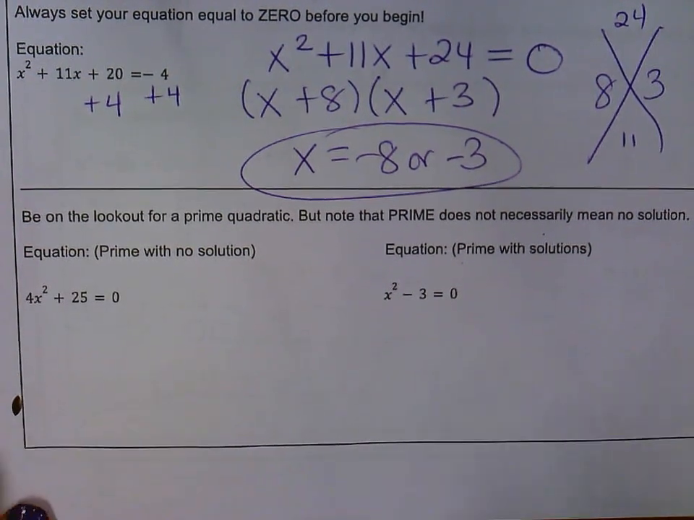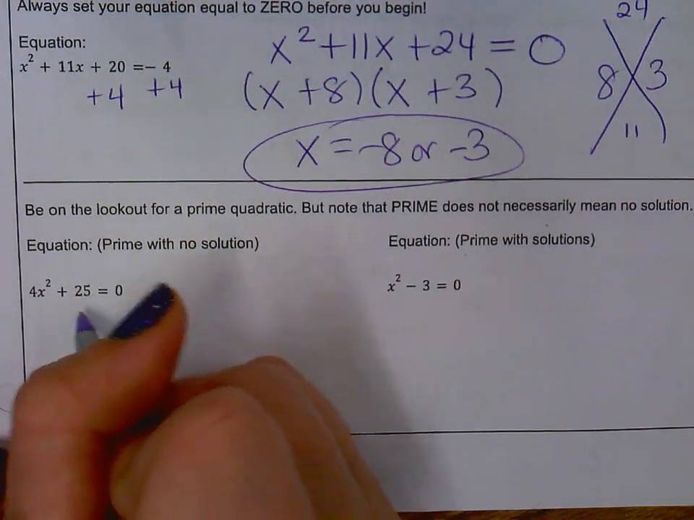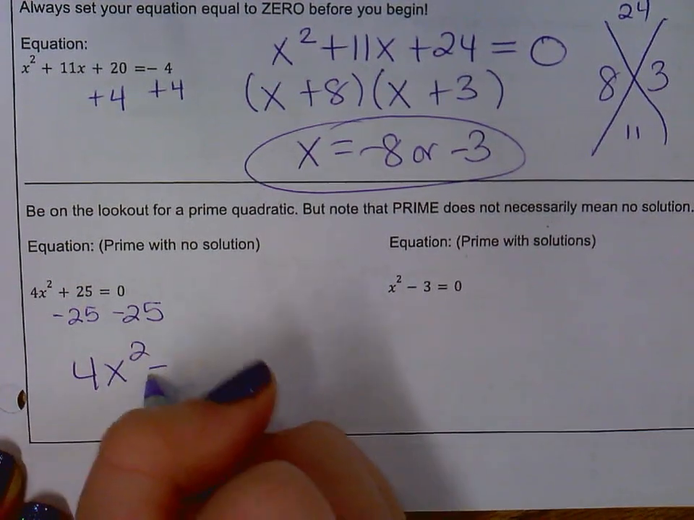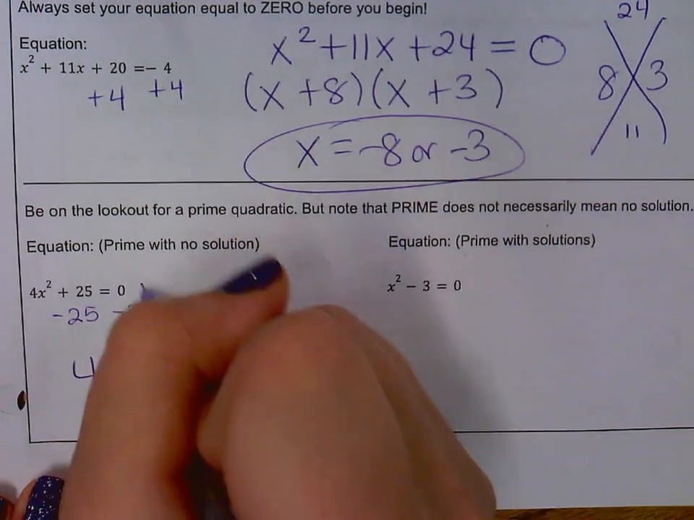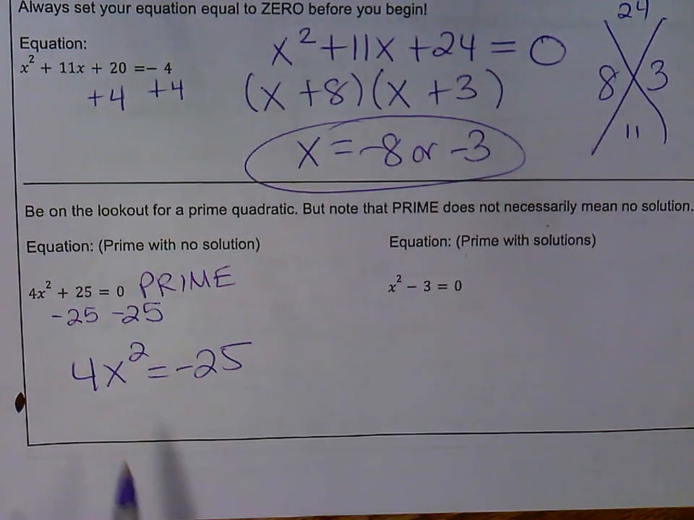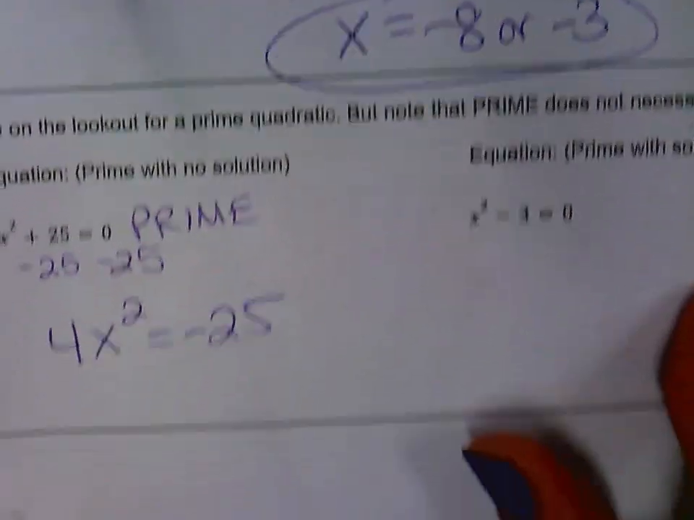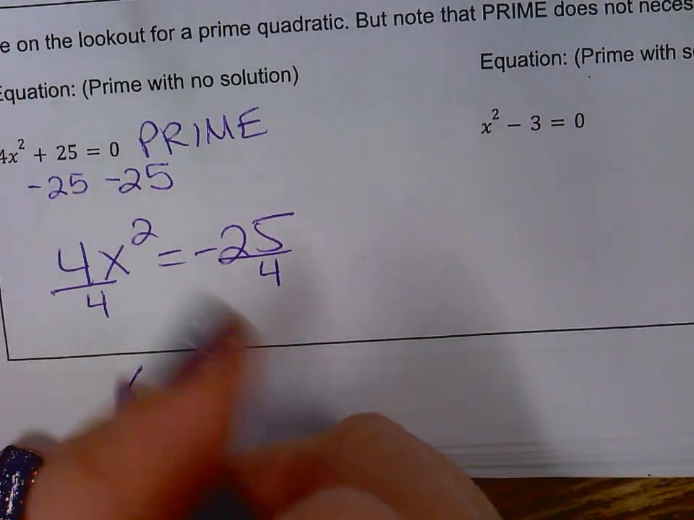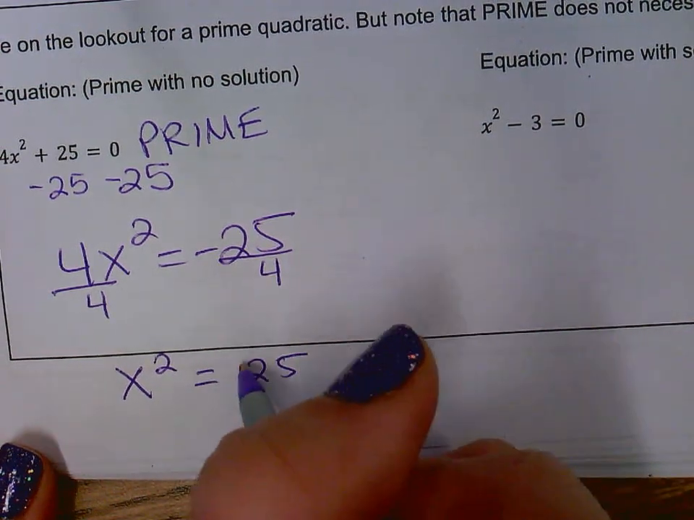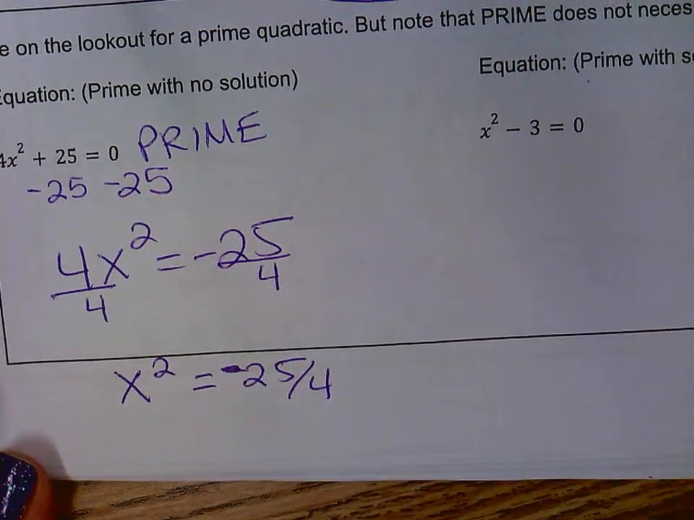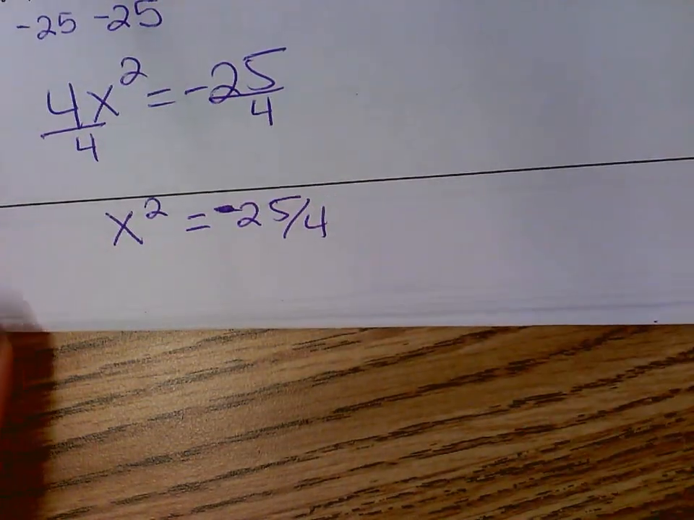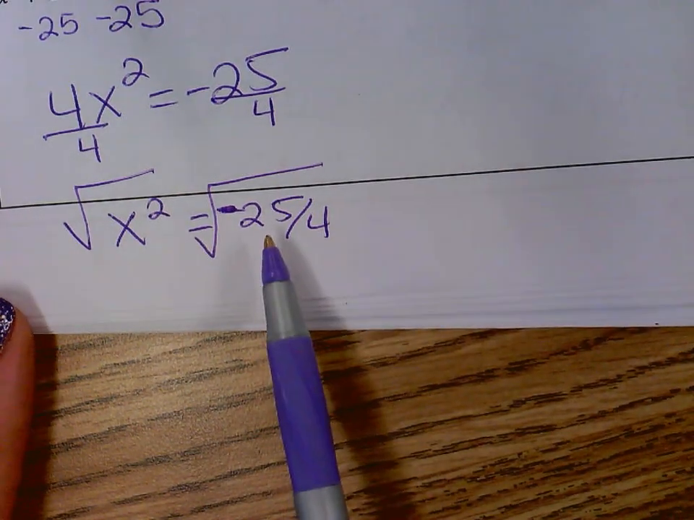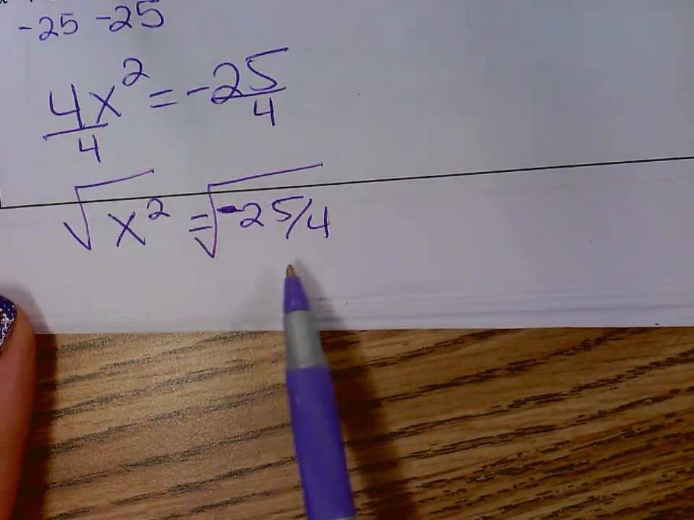If you solve with a square root, your first step is to move that other term to the other side. So I would get 4x squared. This is prime, I can't factor it. But I could move the 25 to the other side, and then I could divide both sides by 4. So I'd have x squared equals, I'm not going to reduce this, just negative 25 over 4. What's my last step? Solving with square roots. Take the square root of both sides. Why is this no solution? It's the square root of a negative number.